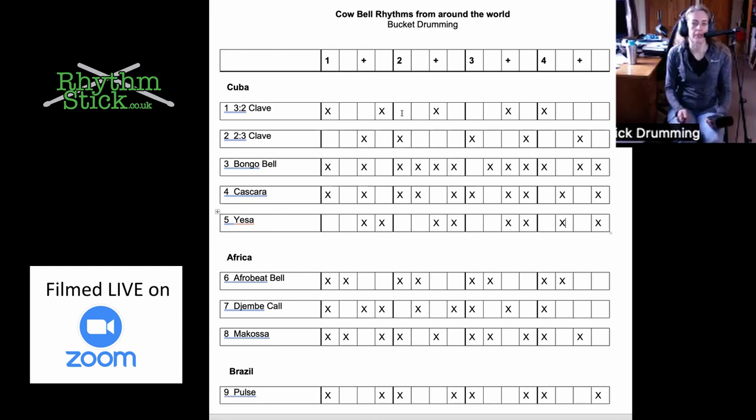So the number 3 is the bongo bell. 1, 2, 3, 4, 1, 2, 3, 4, 1, 2. Okay, we'll get to play this along to the tune in a tick. Cascara is my friend Richard Hook taught me the words: don't like cabbage, I like potatoes. Don't like cabbage, I like potatoes. I don't like cabbage, I like potatoes.